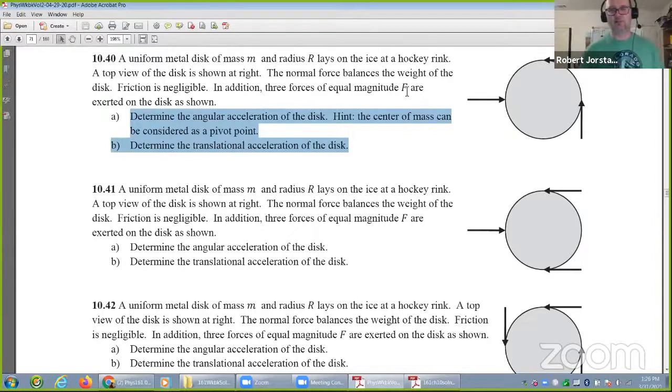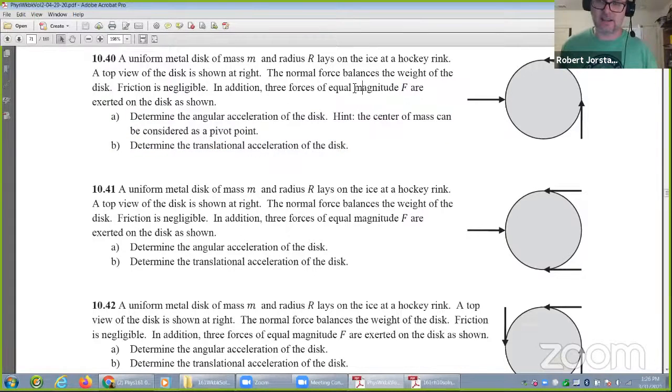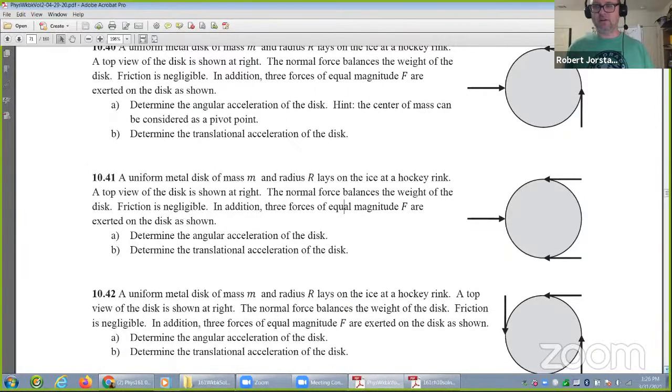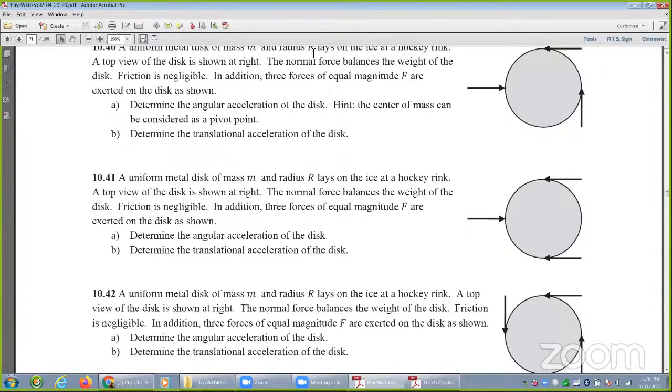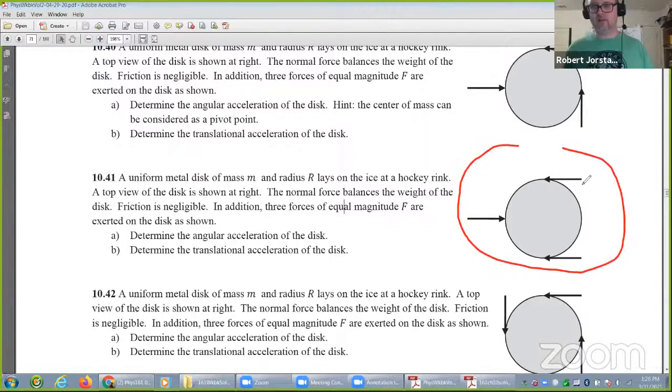They all have equal magnitude F, and you just do the math and say which, for example, one of these I think experiences no rotation. Do you see which one of these three figures at right will experience no rotation? The middle one, right? Think about it. This one creates a torque going that way. This one creates a torque going that way about its center of mass.